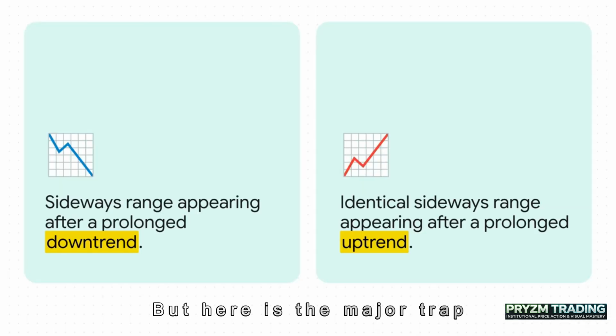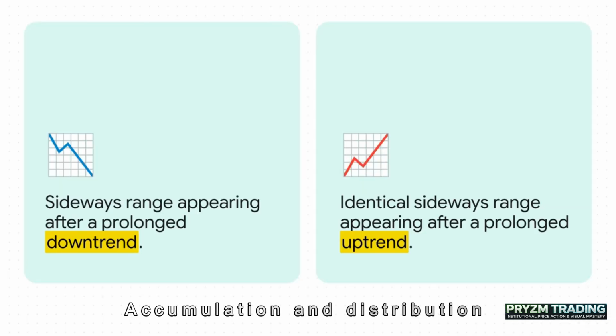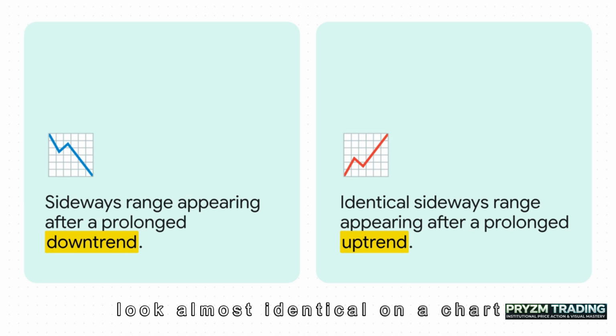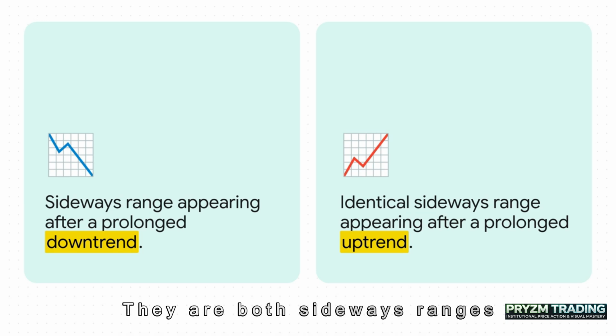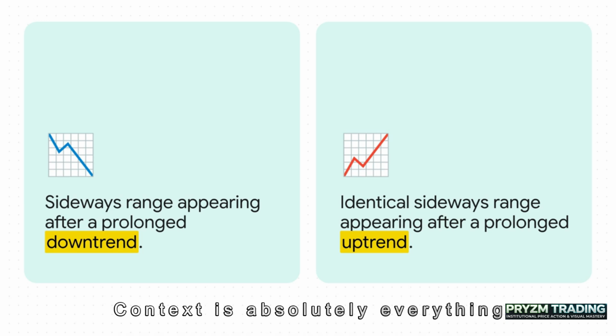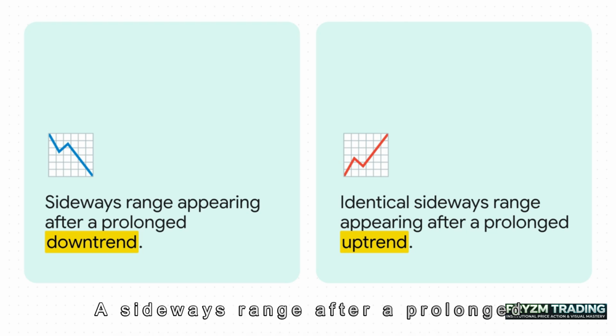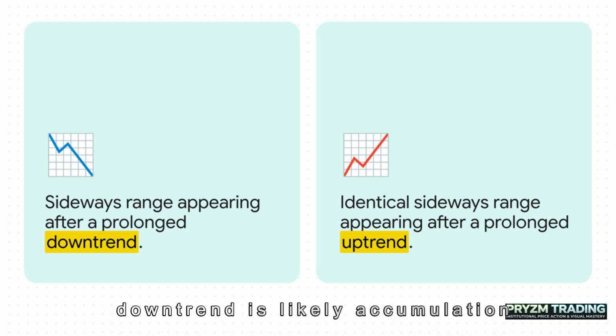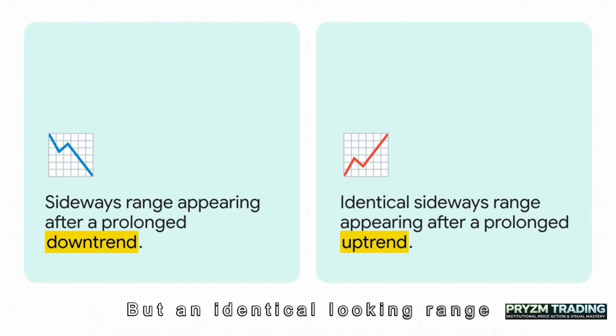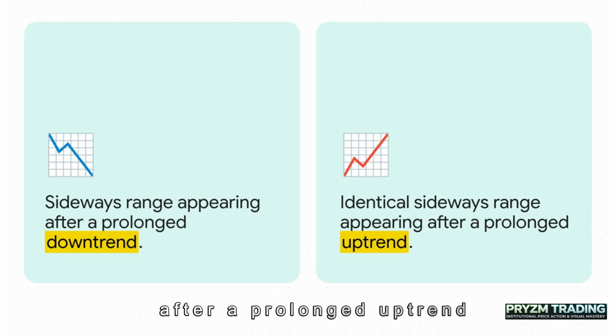But here is the major trap. Accumulation and distribution look almost identical on a chart. They are both sideways ranges, they both have fakeouts. Context is absolutely everything here. A sideways range after a prolonged downtrend is likely accumulation. But an identical-looking range after a prolonged uptrend?